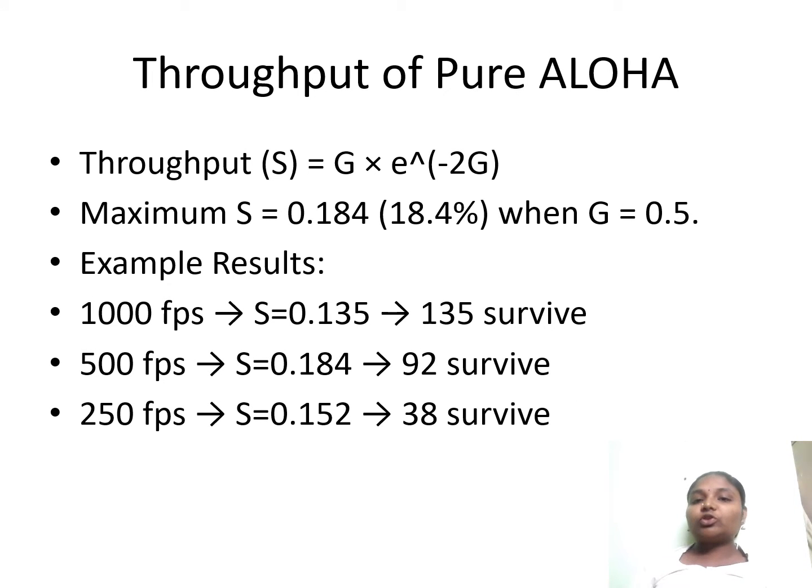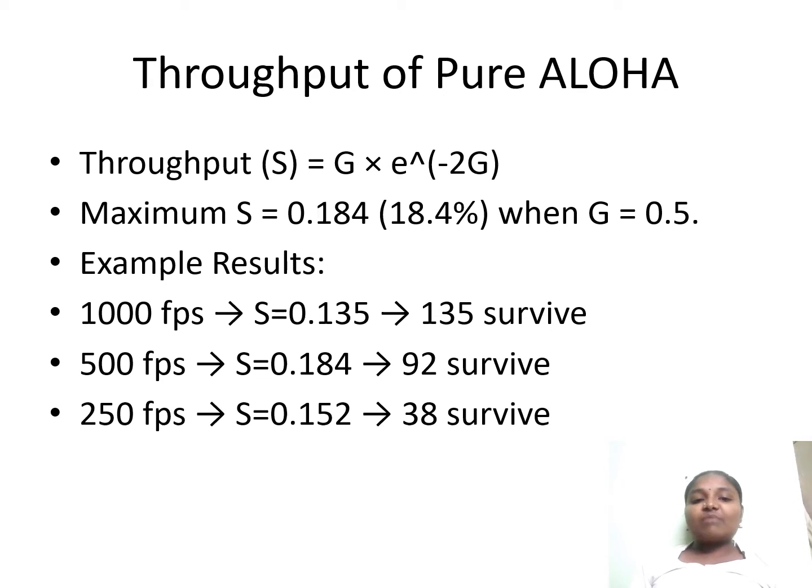Next, the throughput of pure Aloha. The throughput of pure Aloha is S equals G into e power of minus 2G. Maximum S is 0.184, that means 18.4%, when the G value is 0.5.